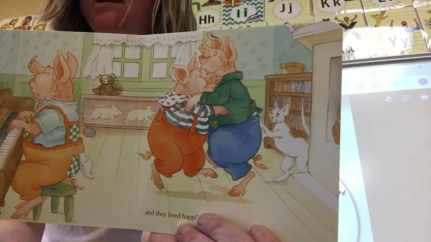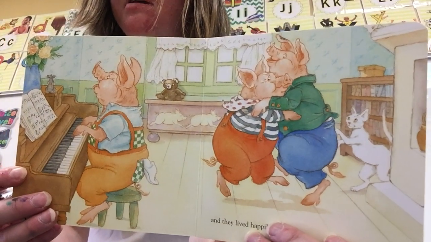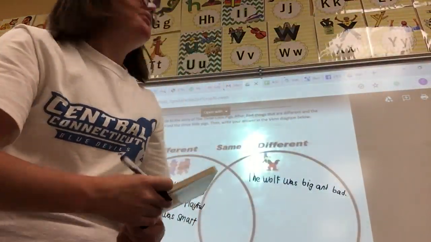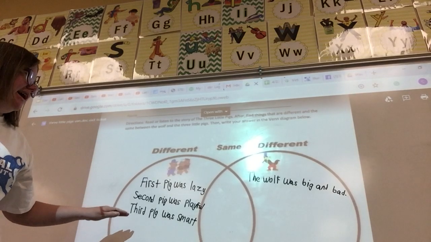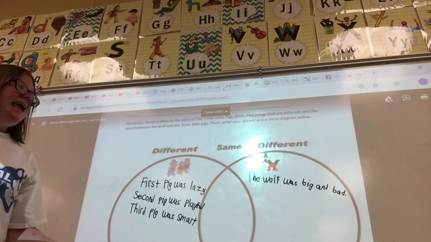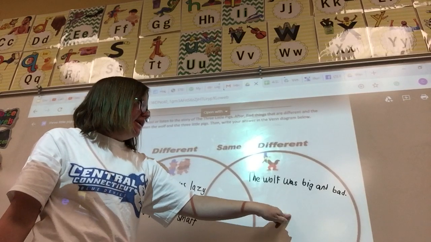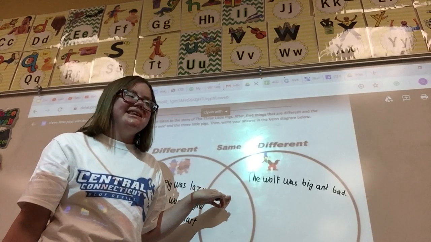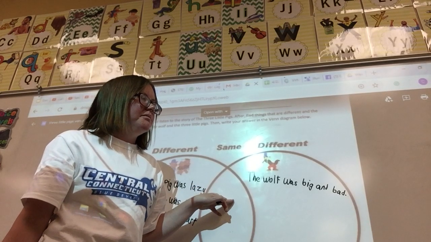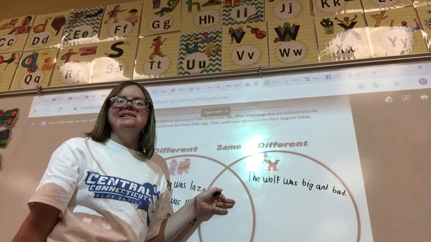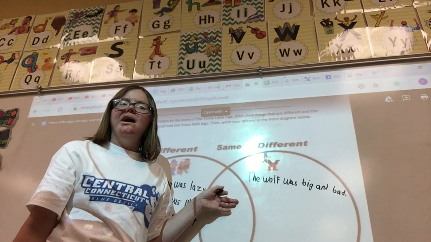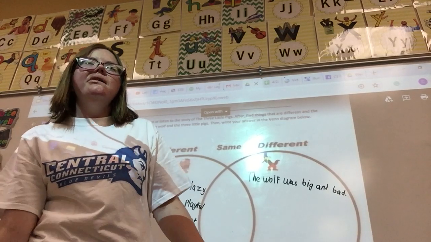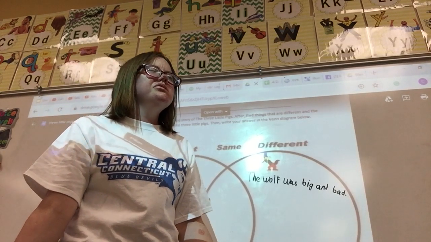Looks like the three little pigs finally had a good time. So now let's look back at our charts. So far, we've described the three little pigs and the wolf. So now we want to find something that is the same about these characters. So when we want to find something that is the same, we could talk about who the characters are. We could talk about where they are. Those are two good starting points.